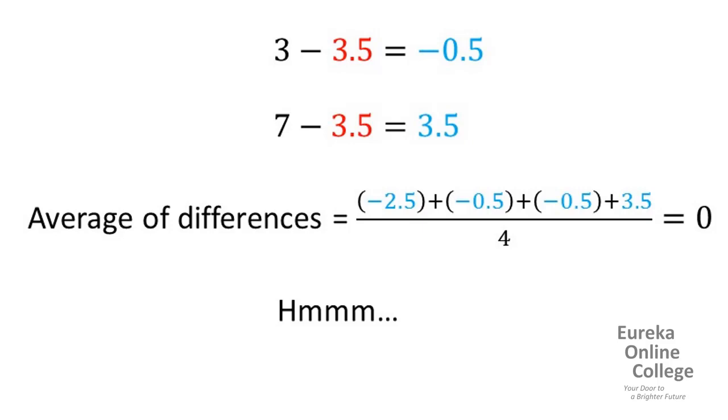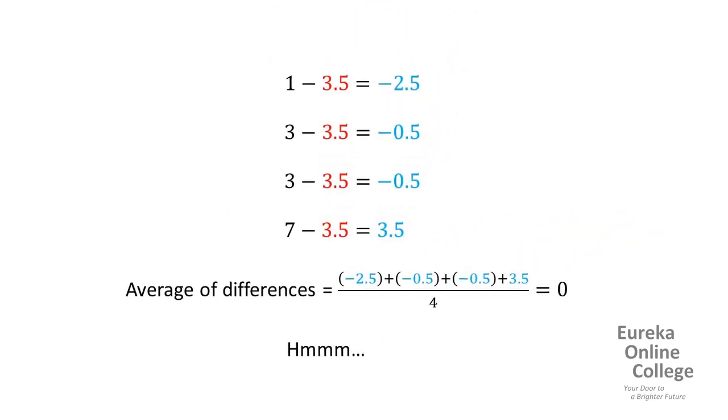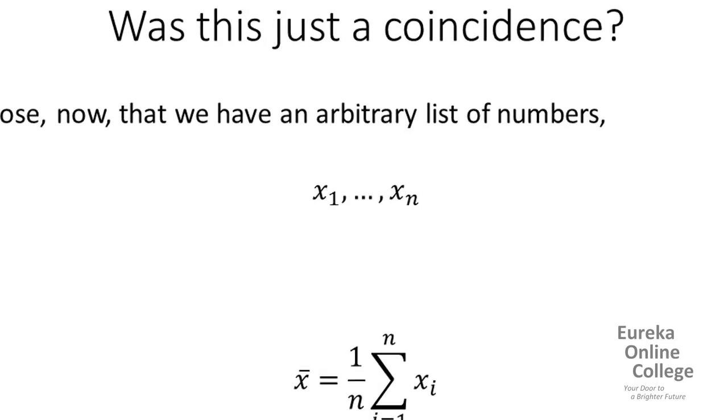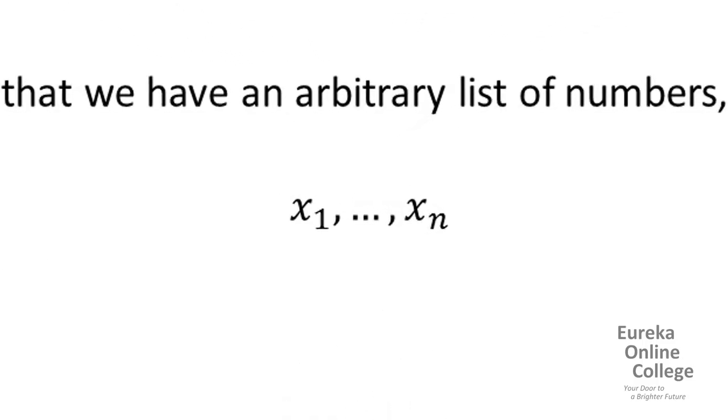Well, perhaps it might be the case that this was just a very poor choice of example. So let's have a think. Was this just a coincidence? Did it just happen that the numbers 1, 3, 3, and 7 didn't really work, or didn't it matter? Well, let's suppose now that we've got an arbitrary list of numbers, which I'm going to call x1 all the way up to xn. So x1, x2, x3, and so on up to xn. So we've got n numbers.